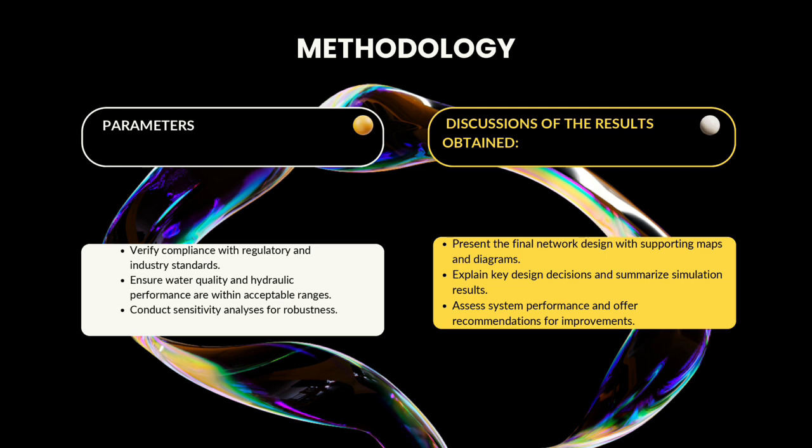Parameters. Verify compliance and if your system is compliant to relevant industry standards. Ensure water quality and hydraulic performance are within acceptable ranges, i.e. velocities may not exceed 1.5 meters per second, head losses may not be greater than 10%.